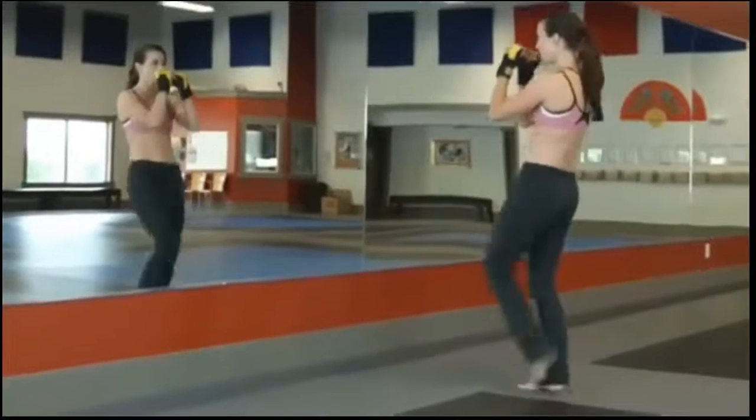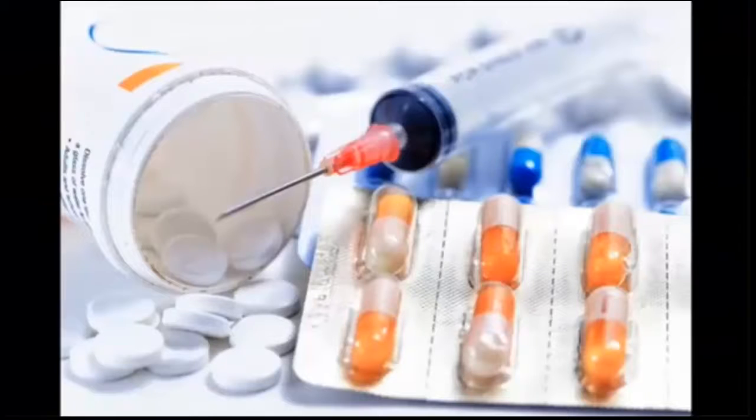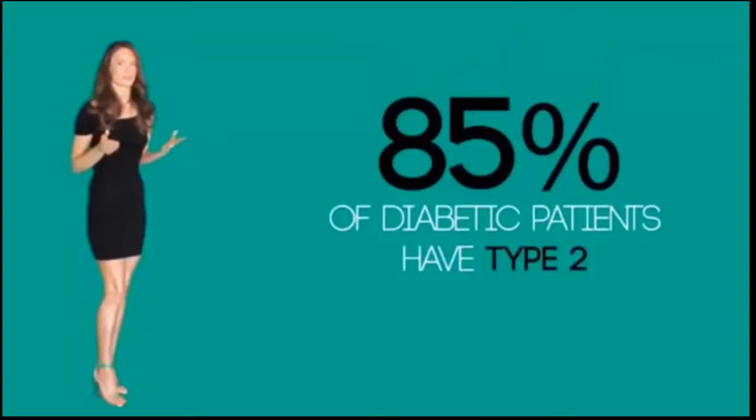In the early stages, this type of diabetes can be controlled by proper diet and physical exercise. Patients may also need medications like insulin and metformin to reduce the level of glucose in the blood. About 85% of diabetes patients have type 2.